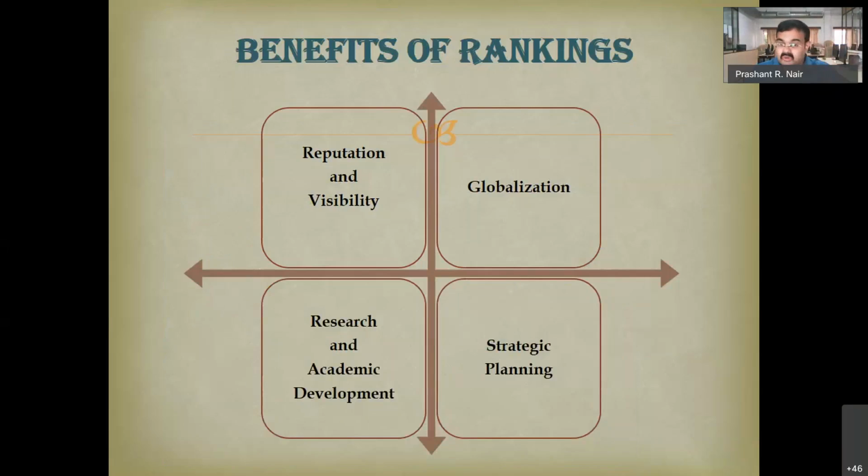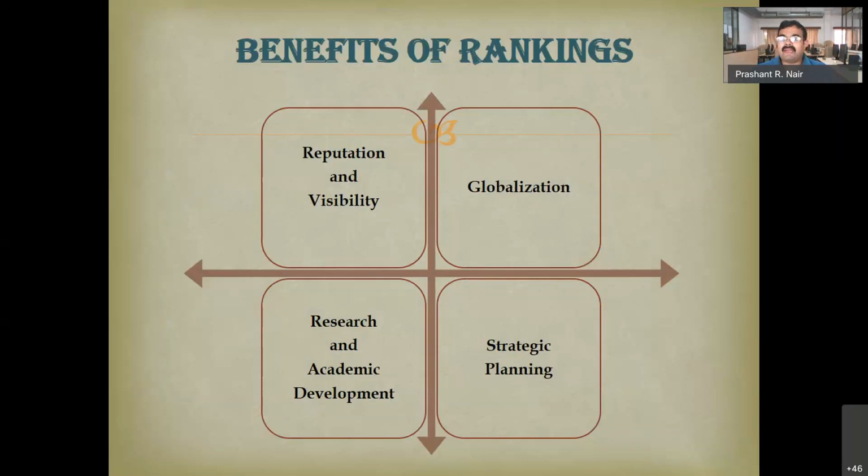Now, as mentioned, there are a lot of benefits, directly or indirectly, when you are ranked. These benefits can be put into 4 buckets. The first is improving your reputation and visibility. Then, improving your collaboration and the quality of research, the citations, because the parameters make you look for collaboration and for the impact of research. Then, helping you in your international and global prospects, in attracting international students, international faculty, international collaborators, and helping you on a strategic path.